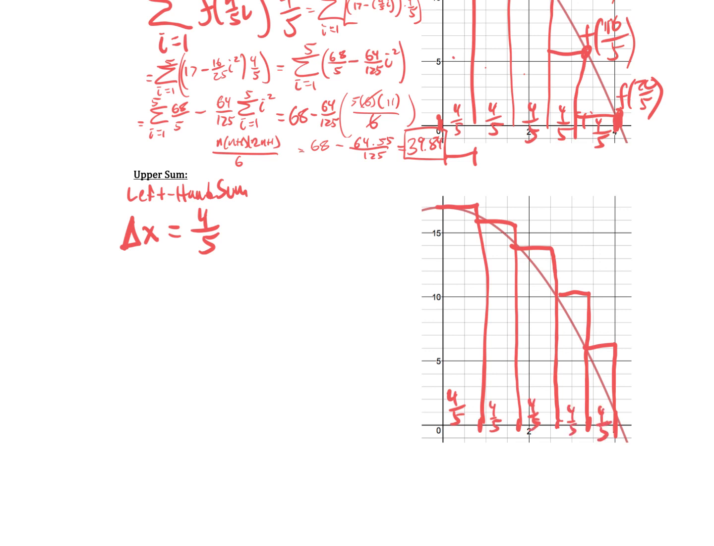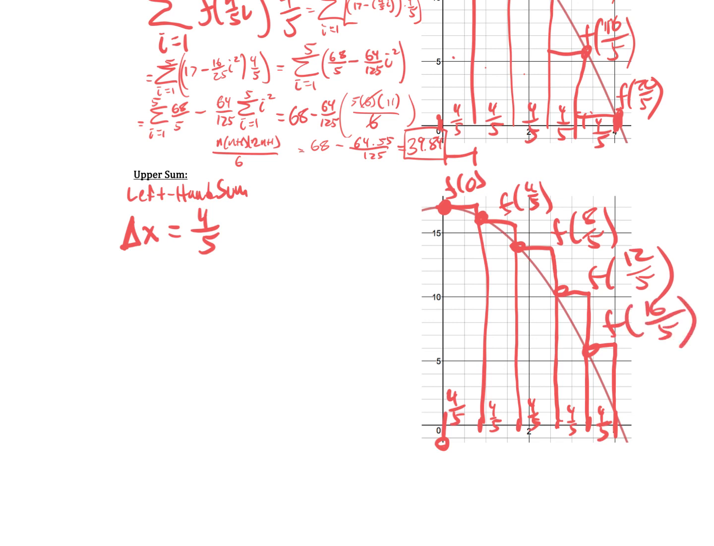Okay, so we have their heights start at f of 0, right? They start at 0 this time. So this is f of 0. This height is f of 4/5. This height is f of 8/5. This height is f of 12/5. And this height is f of 4 times 4, 16/5. So this is 4/5 times 1, 4/5 times 2, 4/5 times 3, 4/5 times 4, and 4/5 times 0.